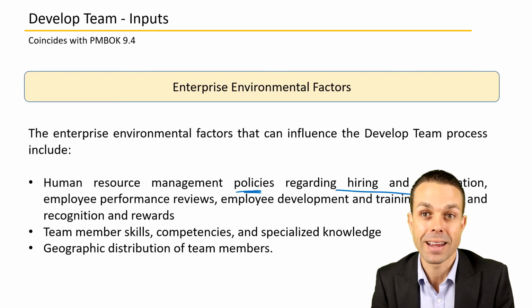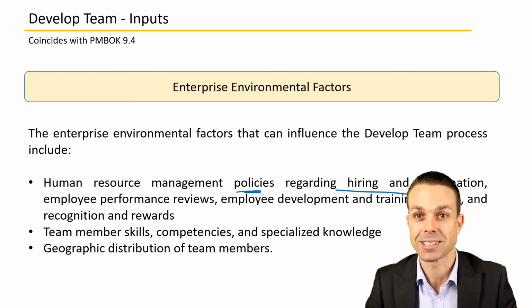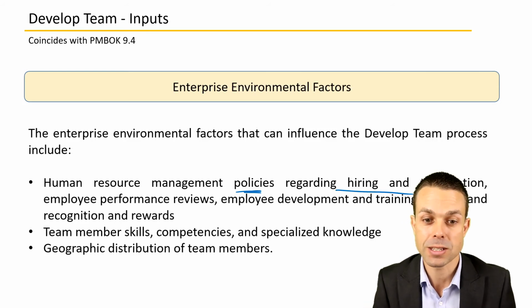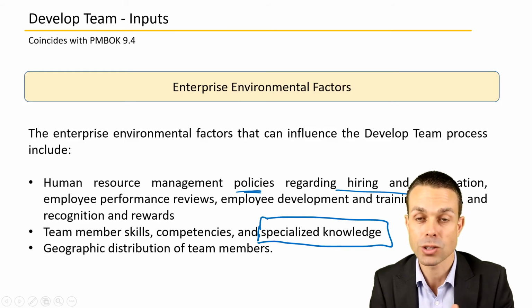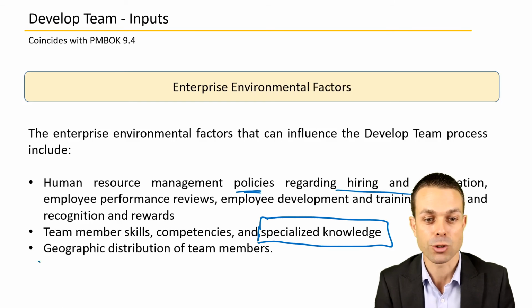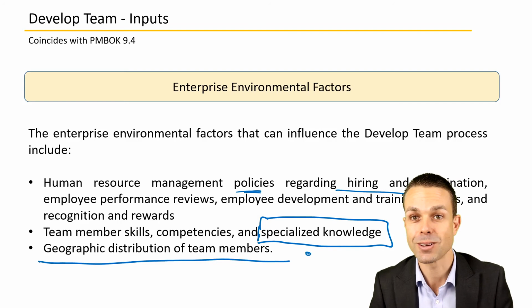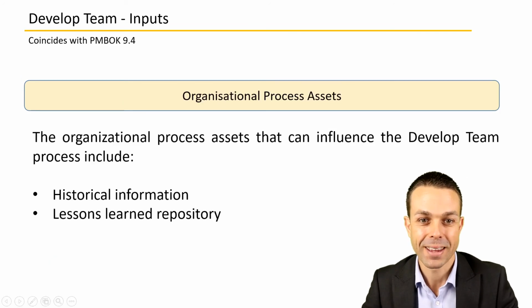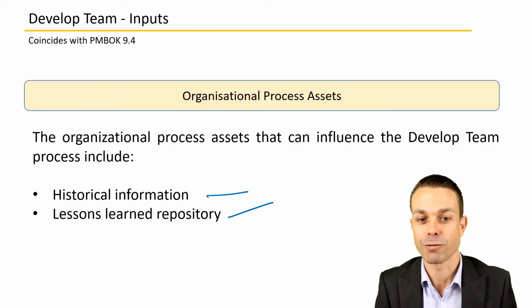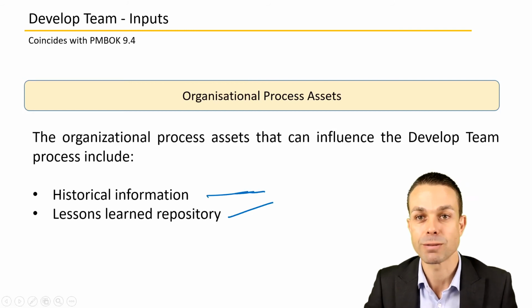Enterprise environmental factors we'll see as well are human resource management policies regarding hiring and termination. How do we do that? Is there a standard policy within the organization that you're working in? You may have to work towards that policy. Team member skills, competencies, and specialized knowledge in particular areas. Is there a part of the organization that really works on the particular knowledge area that you need for your project? And geographic distribution of team members. Are we co-located or are we virtual teams? Organizational process assets we'll see are our lessons learned and historical information. So can we use any lessons from previous projects to improve our project for us?